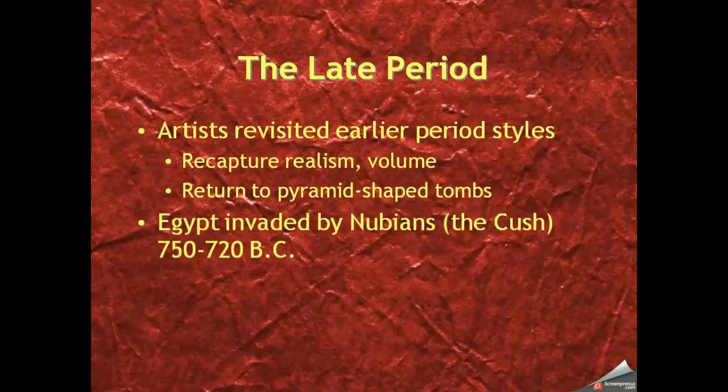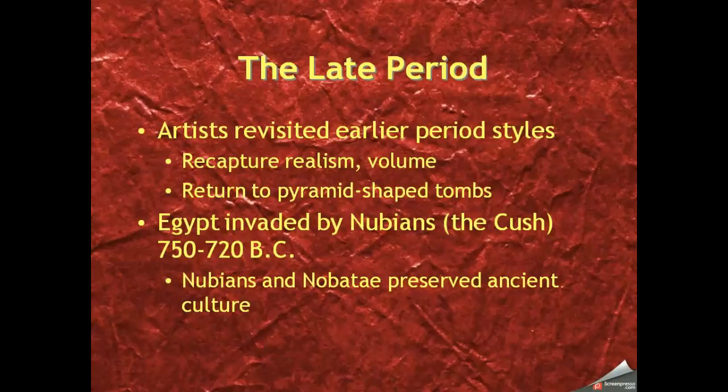Later in history, Egypt was invaded by the Nubians, sometimes referred to as the Kush, around 750, 720 BC. The Nubians preserved the ancient culture of the Egyptians. This will lead us to the ancient Aegean cultures. We find them on the island of Crete.